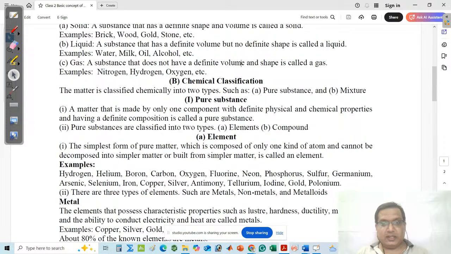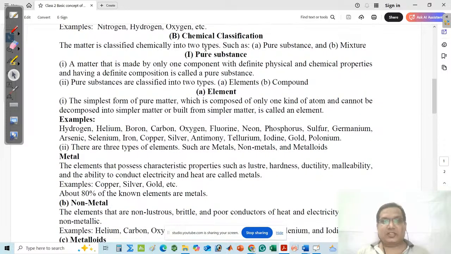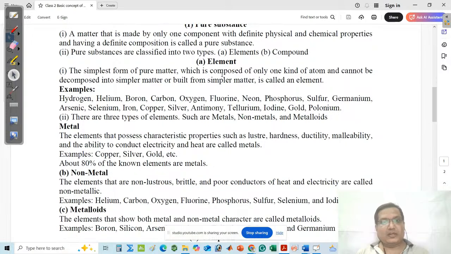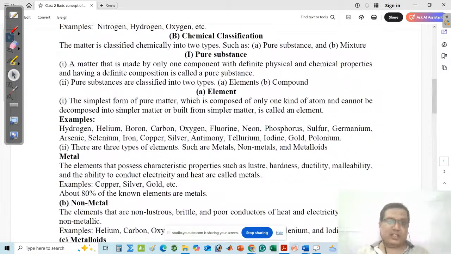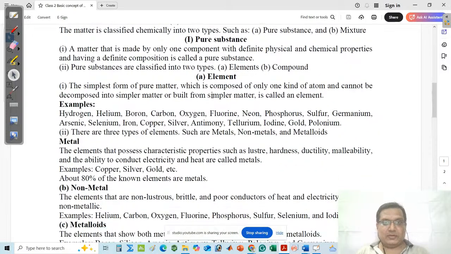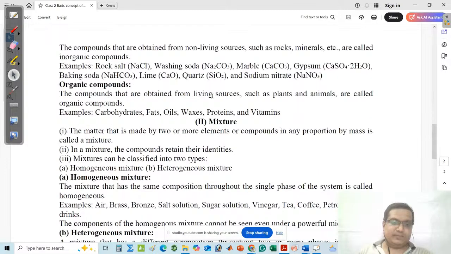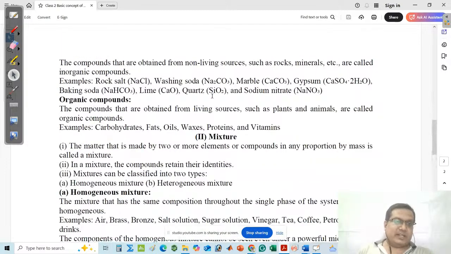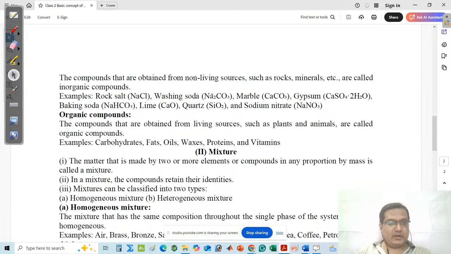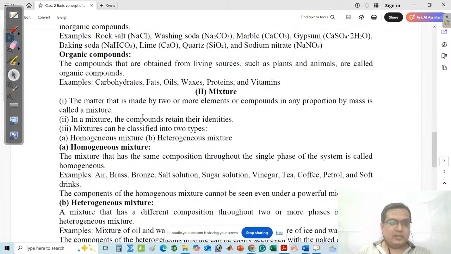Next, chemical classification. Chemical classification states two types: pure substance and mixture. Pure substance is again classified into two types: one is the element, another is the compound. Element is classified into metal, non-metal, metalloids. Compound is classified into two types: one is the organic compound, another is the inorganic compound. Mixture is again classified into two types: one is the homogeneous mixture, second is the heterogeneous mixture.